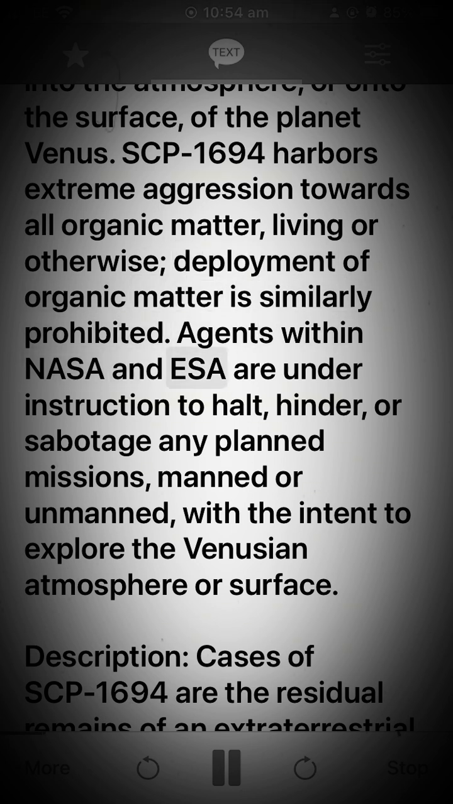Agents within NASA and ESA are under instruction to halt, hinder, or sabotage any planned missions, manned or unmanned, with the intent to explore the Venusian atmosphere or surface.